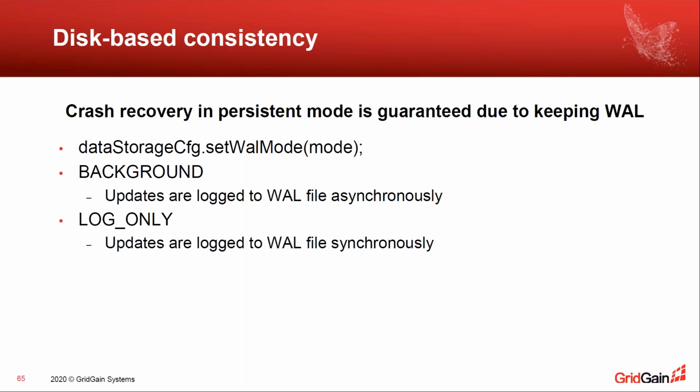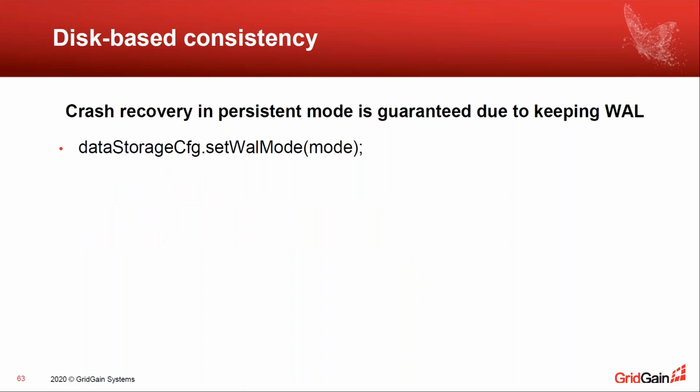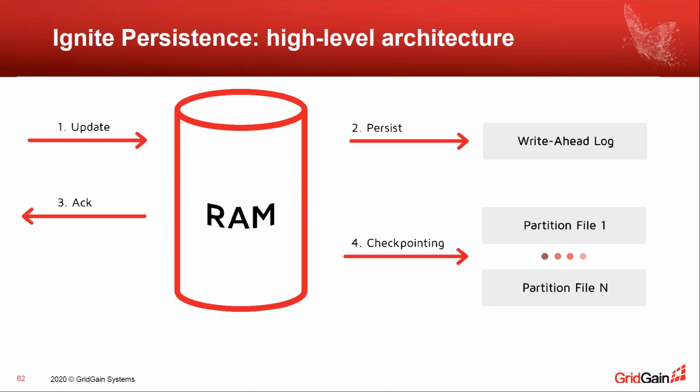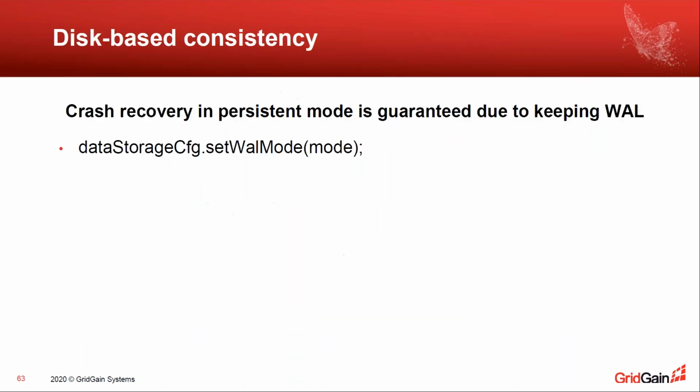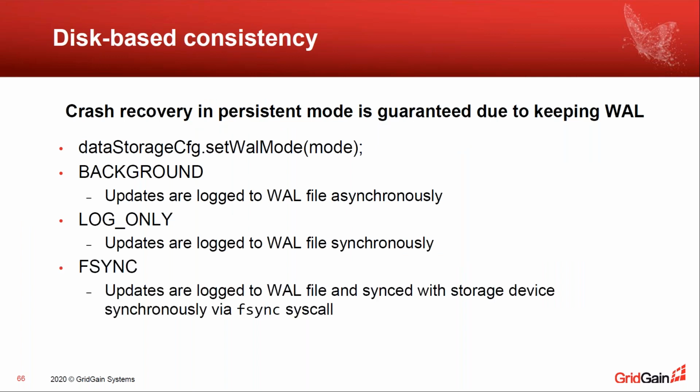The second and default option is log-only. In this option, updates are logged to the WAL file synchronously. So exactly this picture explains system behavior for log-only mode. The last option is sync. In this option, updates are logged to the WAL file synchronously as well, and more than that, they are synced with the storage device synchronously via a sync call. Sync is a system call which flushes the page cache of the operating system and makes sure that your updates are actually present on your hardware device.